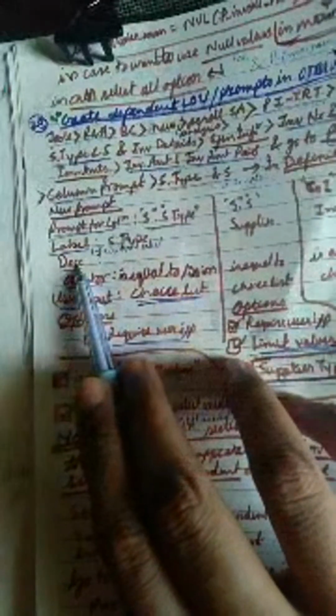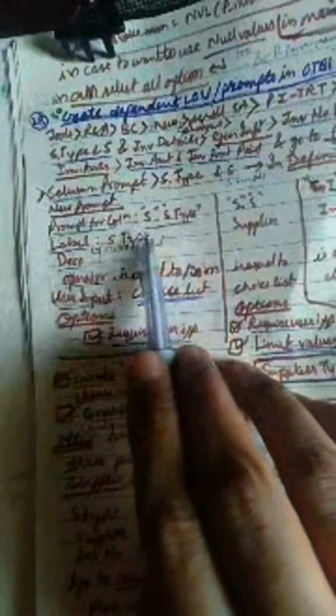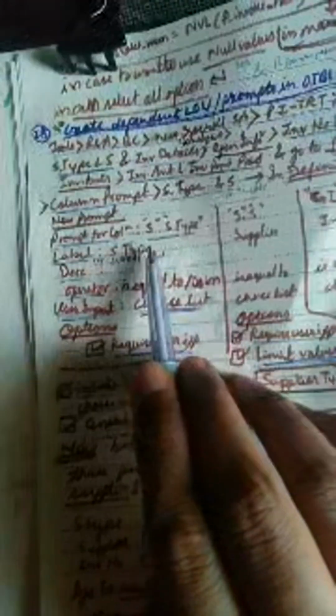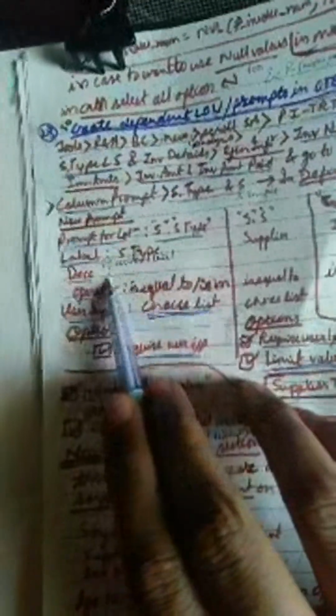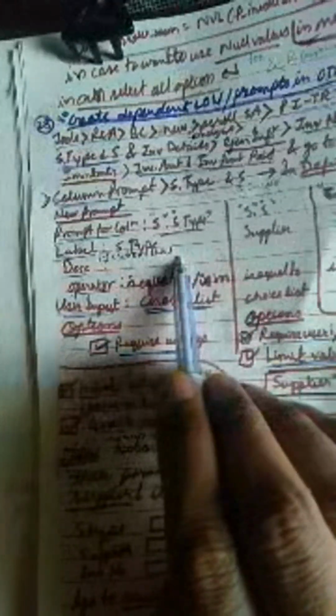So supplier type you can write for the user. It's the description of what needs to be entered in the LOV. So you have a description. Then there is an option for custom label, if you are creating a custom label or not. Then operator is equal to, or you can choose whatever it is.